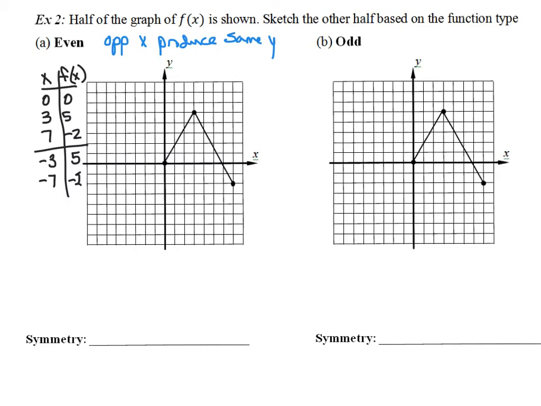So pause the video and take a minute to plot those points and connect the rest of the graph to see the whole graph that I would be given for this even function. So here's the complete graph of f of x showing that it is an even function. We identify this symmetry as y-axis symmetry, and of course we know the y-axis symmetry is an even function. Let's go to part B, where we've got an odd function now.